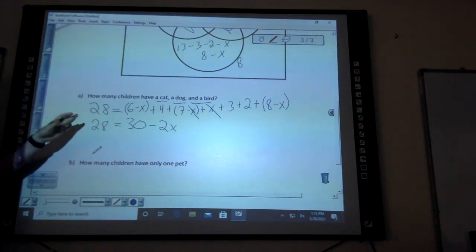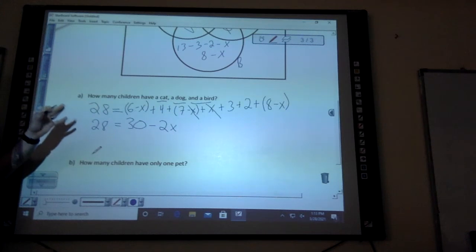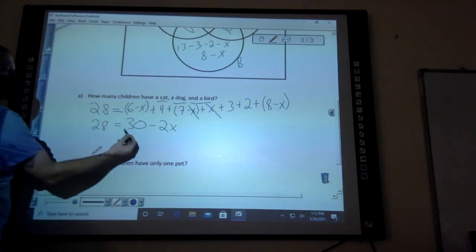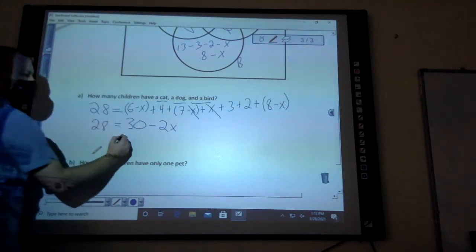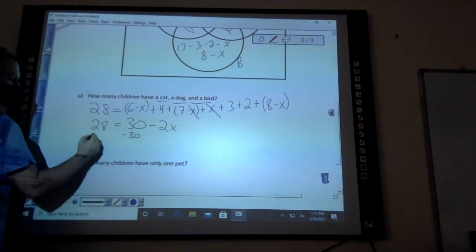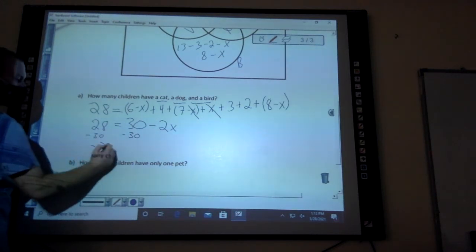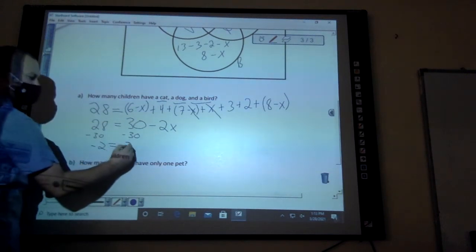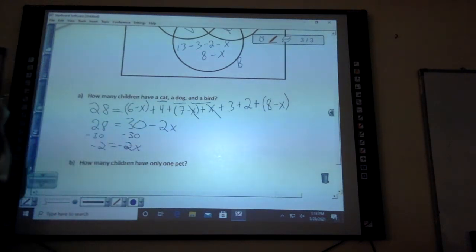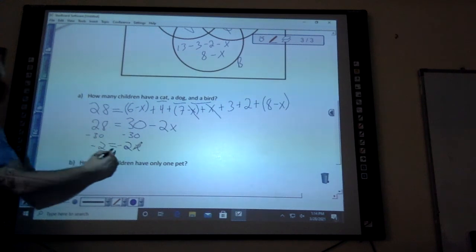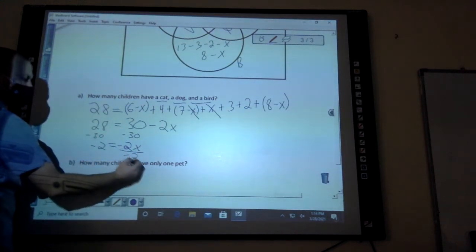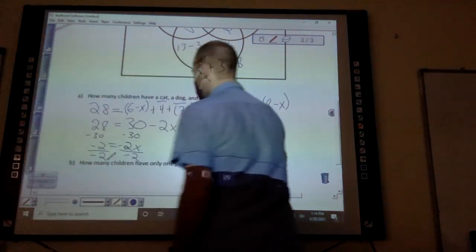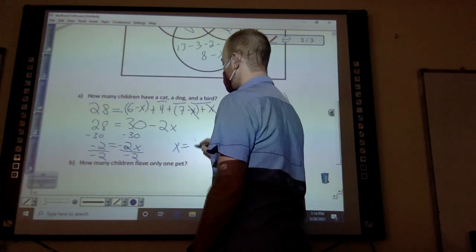Would you know how to solve for x at this point? Maybe, possibly. Let's do this. I'm going to show you. So minus 30 from both sides. So you have minus 2 equals minus 2x. Then because it's minus 2 times x, I divide both sides by minus 2. And I get x equals 1.